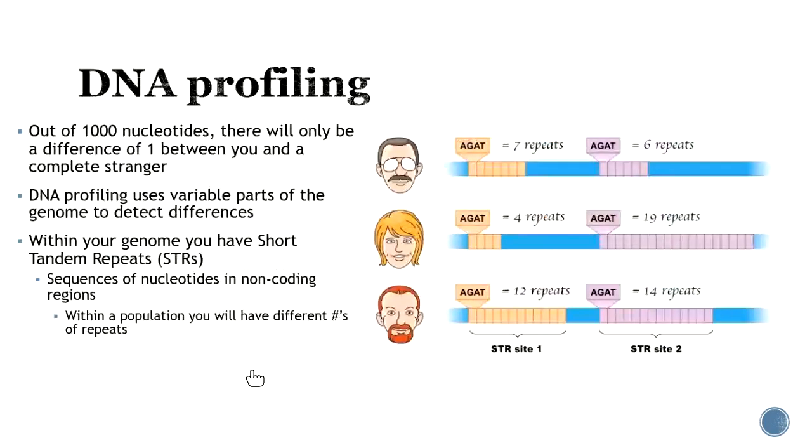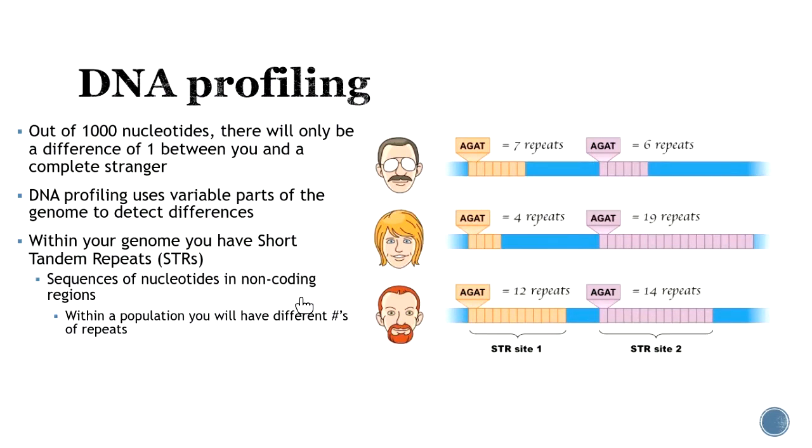And this hints into DNA profiling. This goes with the crime scene too, because what they're going to look for is something called short tandem repeats. You have them in your genome. These are sequences of nucleotides that are in non-coding regions. So they don't code for anything, but what happens is, thanks to evolution, you'll get a certain number of repeats, and it's thanks to your parents determining how many repeats you have.